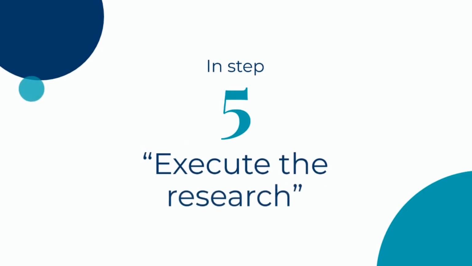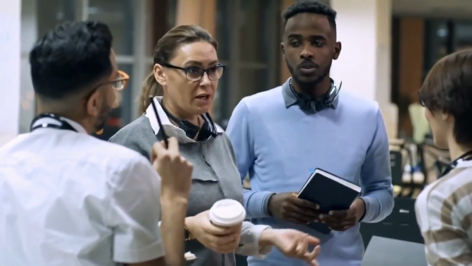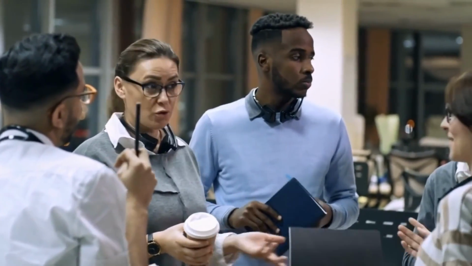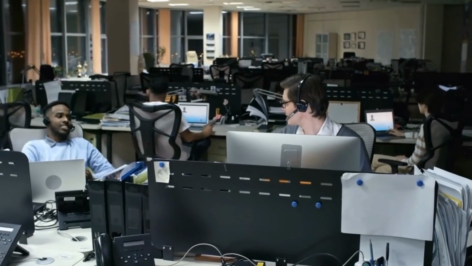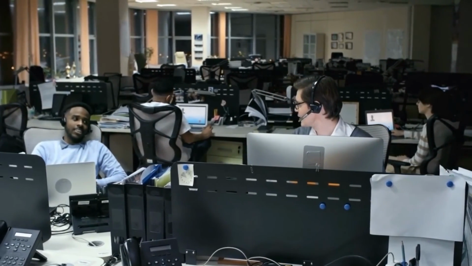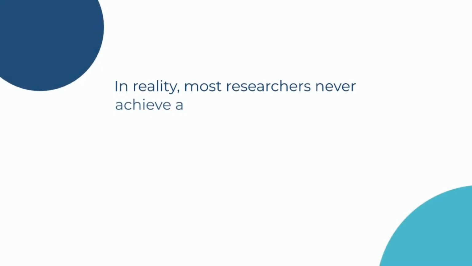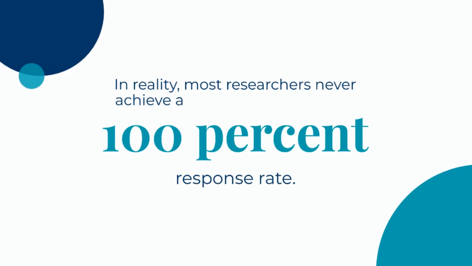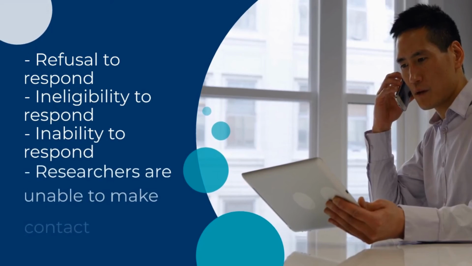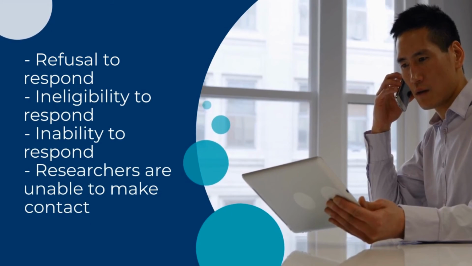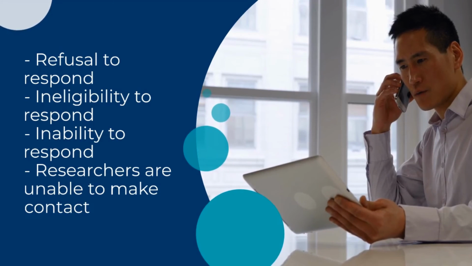In step 5, we execute the research. Once we know our population, sampling frame, sampling method, and sample size, we can use all that information to choose our sample. This is where the hard work really begins, as the researcher implements the research plan based on the decisions made in steps 1 to 4, and data is collected. In reality, most researchers never achieve a 100% response rate. Reasons for this might include refusal to respond, ineligibility to respond, inability to respond, or the respondent has been located but researchers are unable to make contact.